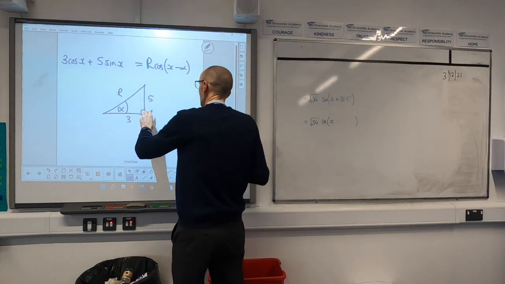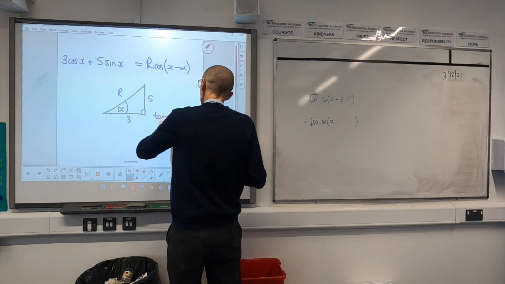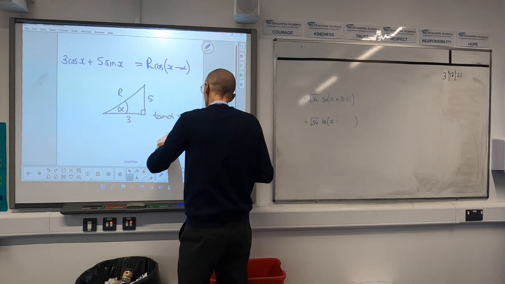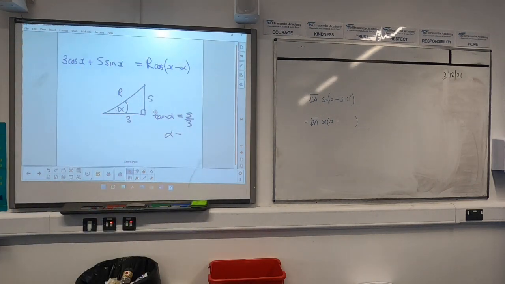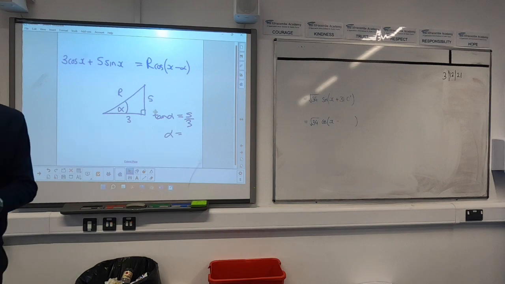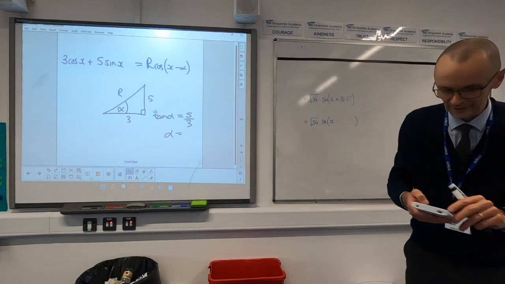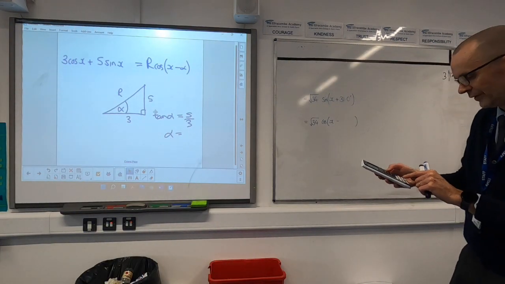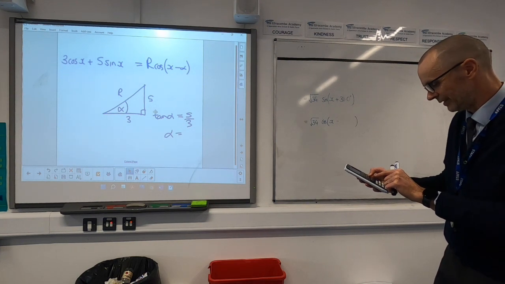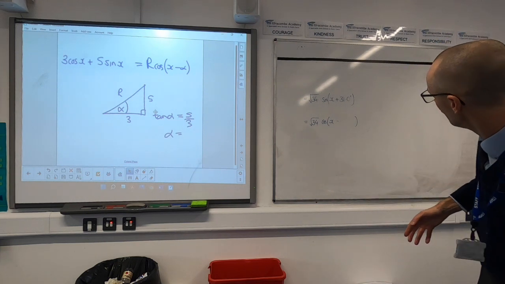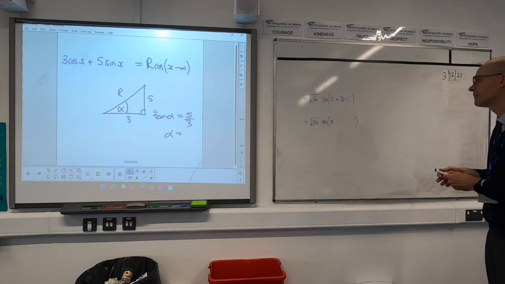So I've got tan alpha is 5 over 3. So alpha is shift tan of 5 over 3. I'll put the calculator in. Shift tan of 5 over 3. Oh, this is in shift setup. Thank you. 59.0, which is as expected.